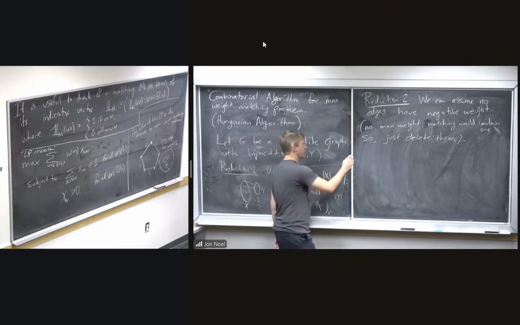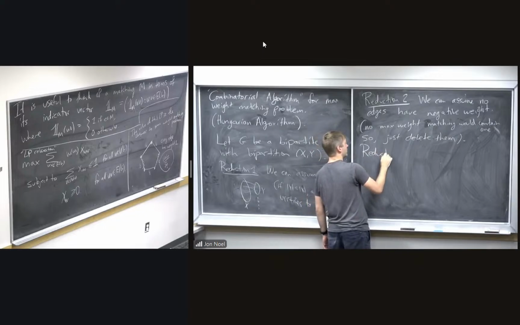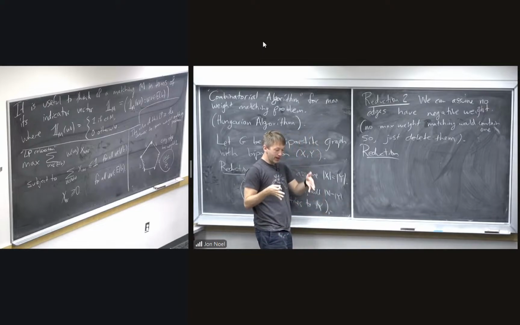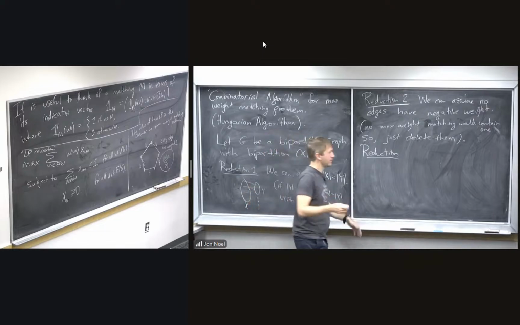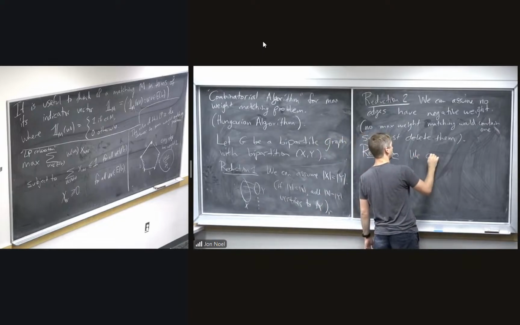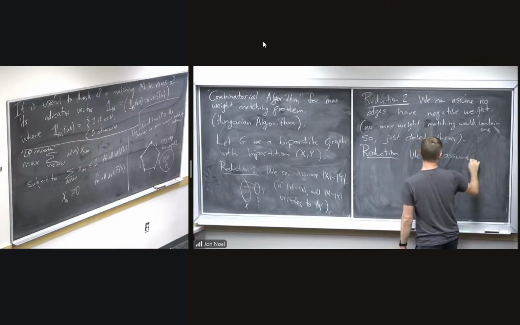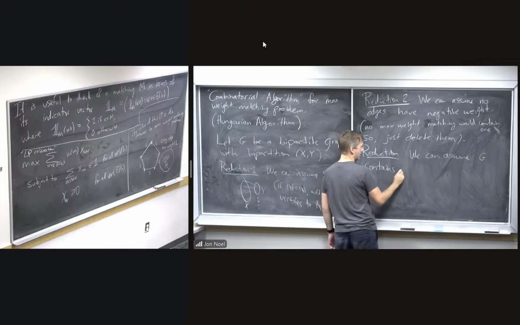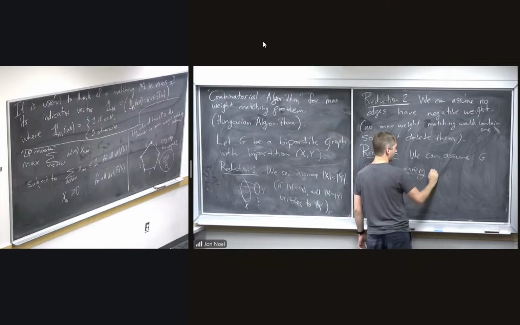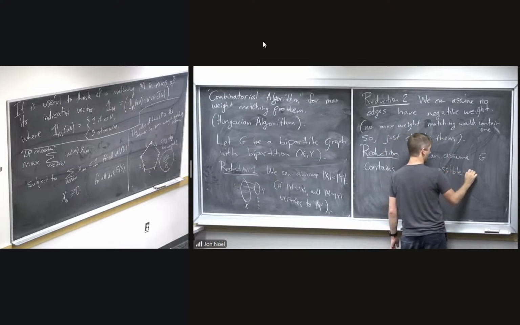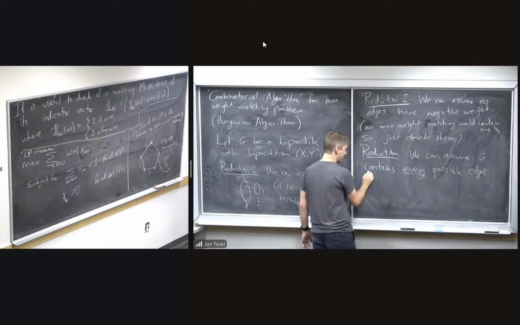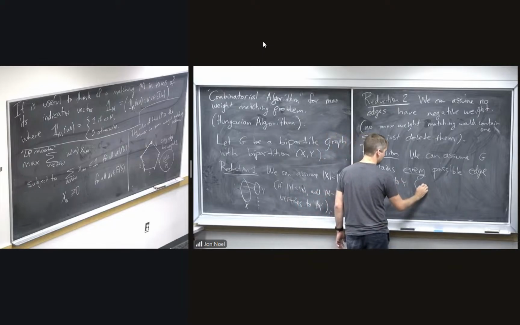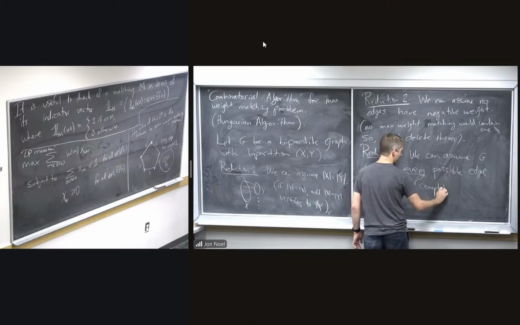Third reduction I'm going to make: we can assume that between X and Y, every single edge is there. So we can assume G contains every possible edge from X to Y, meaning that it is a complete bipartite graph.